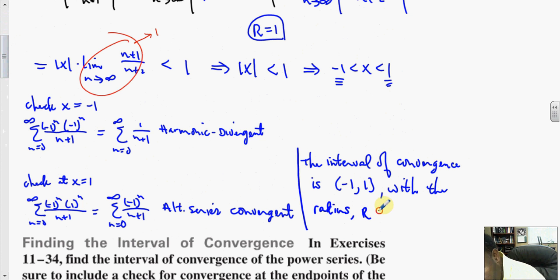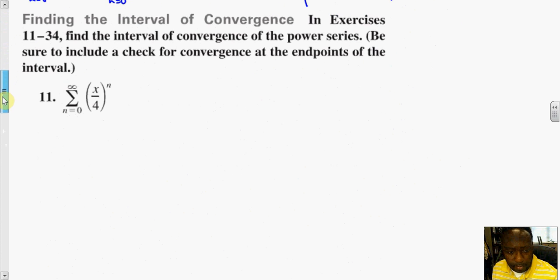So with the radius, r is equal to 1. Let's do the same thing here for number 11. I have 3 problems, probably 4, but 3 I want to show you where the interval of convergence is at a point, the interval of convergence is an interval, and the interval of convergence is the entire number line. So we apply the ratio test.